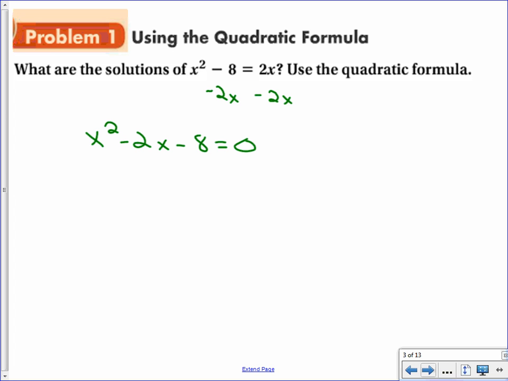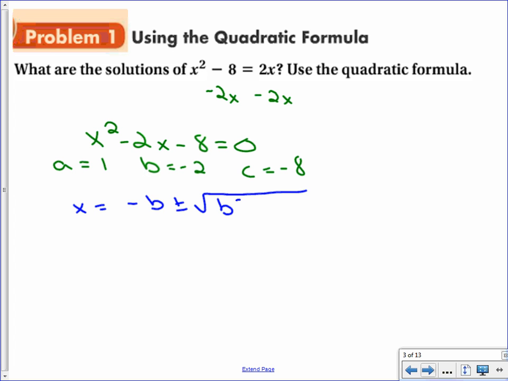We want to identify the a, b, and c. So my a value is 1, my b value is -2, and my c value is -8. I would always write them out. I'm going to be using the quadratic formula, and here it is. x equals minus b plus or minus the square root of b squared minus 4ac all over 2a.